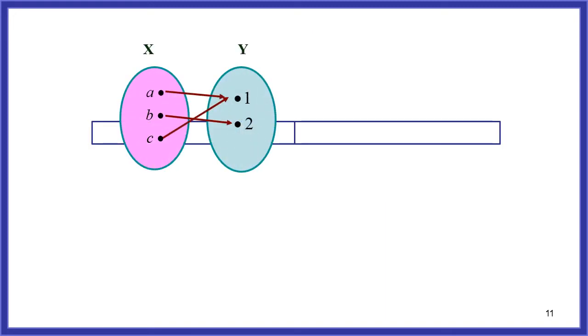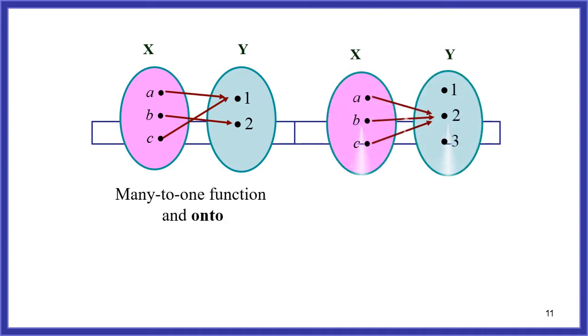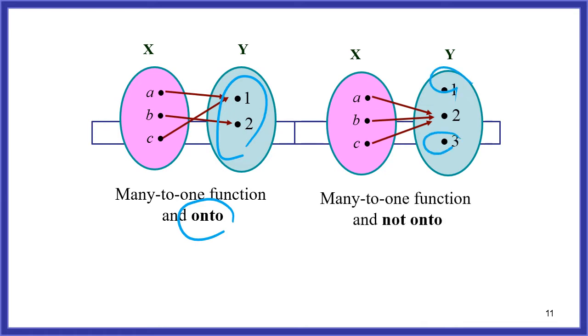How about this one on the left side? Every element in X has an element in Y, and every element in Y has been mapped. So it's a many-to-one function. Many-to-one is a function, okay, and it's onto because everything is mapped. But for the right side, it's a many-to-one function, but because we have one entry that hasn't been mapped, it's not onto. It's many-to-one, but not onto.